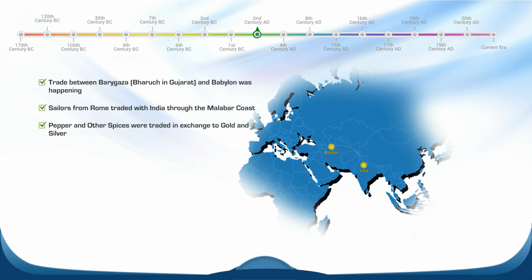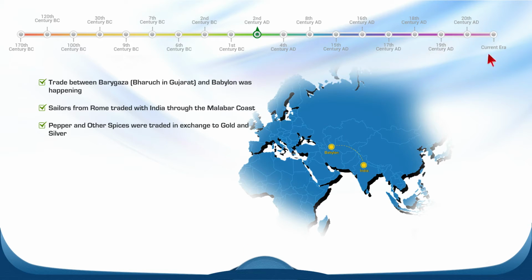Then, where did this gold come from? This was due to the trade in spices with the Roman Empire, in which the Roman Empire paid back in money, that is in the form of gold, to India in exchange for spices.